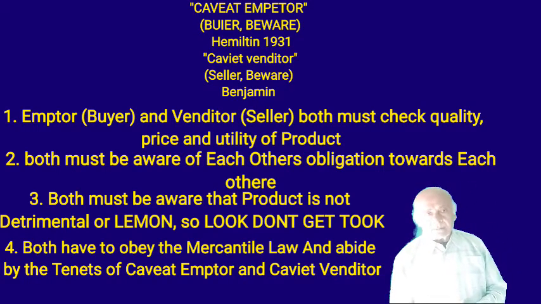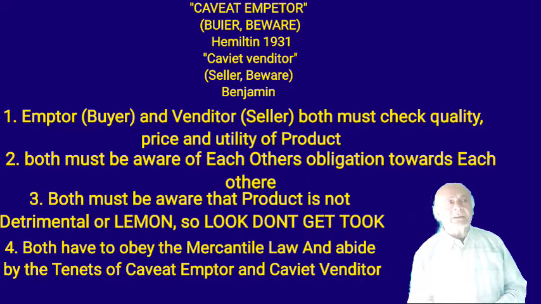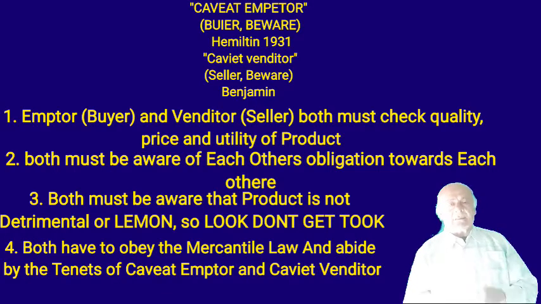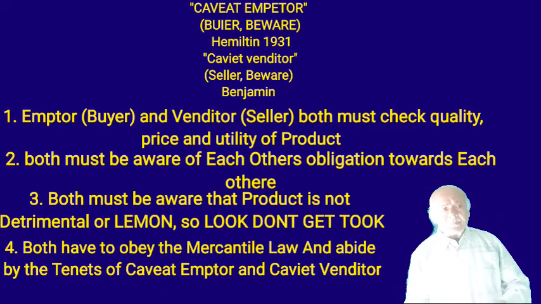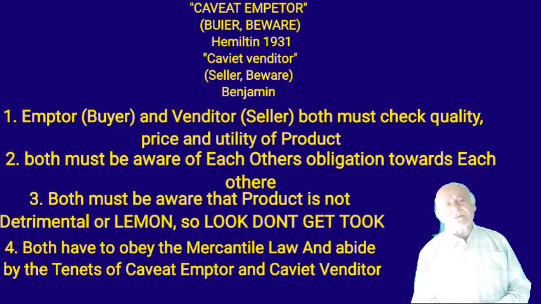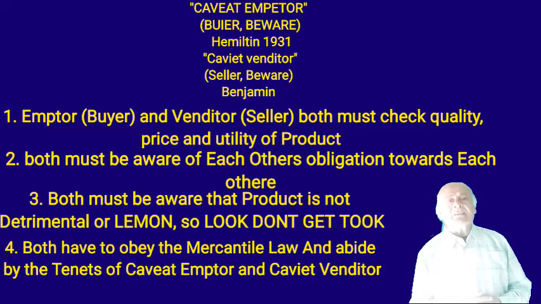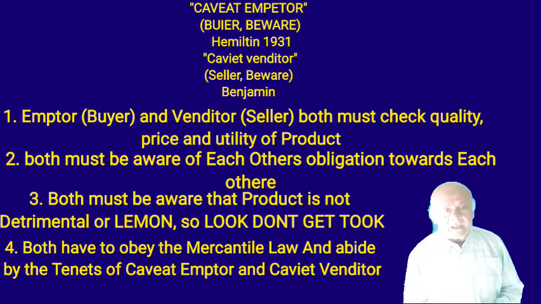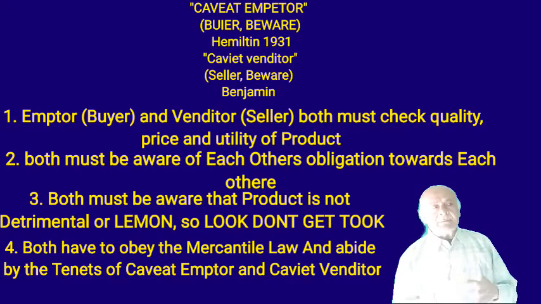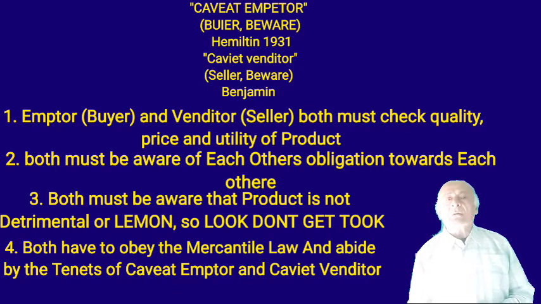So these are Latin words. Caveat emptor, emptor means buyer. Caveat venditor, venditor means seller. Caveat means beware. I prepared five points for your understanding. This knowledge can be applied in your life. This knowledge can be applied in your MBA. There's a question in the MBA about caveat emptor and caveat venditor.